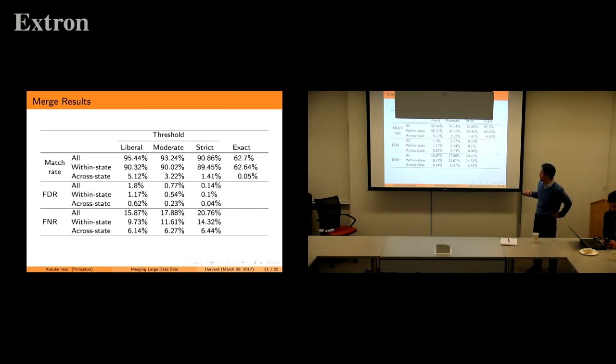Okay. And then this is the false negative rate, the proportion of people who are missing. Again, this needs to be compared with this, right? So you're still missing a lot of people.